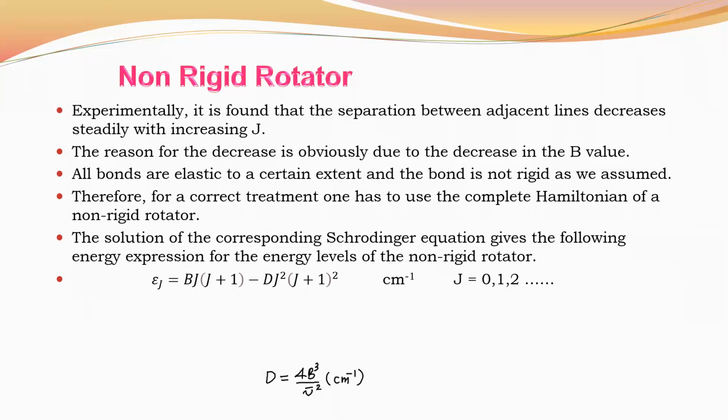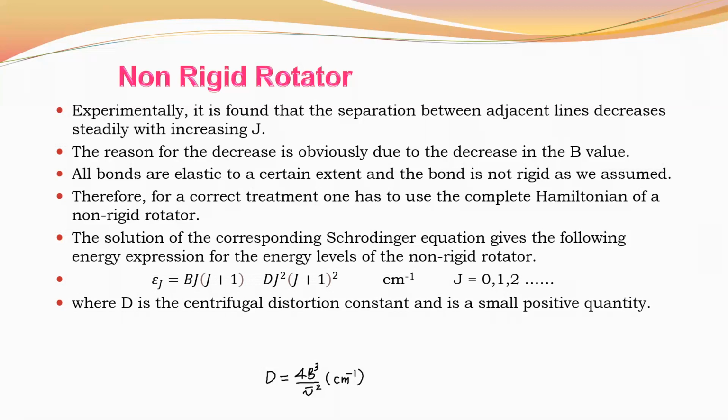epsilon J is equal to B into J plus 1 minus D into J square plus D into J square into J plus 1 whole square. It is expressed in centimeters, where J is equal to 0, 1, 2, 3, etc., where D is called the centrifugal distortion constant and is a small positive quantity.